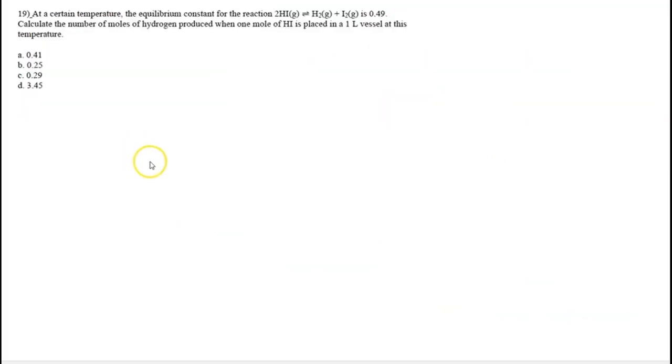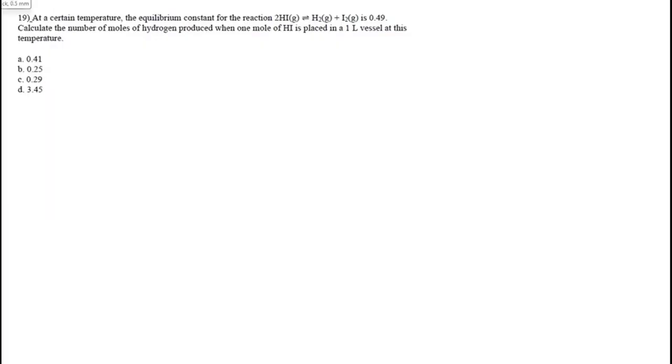Okay. So for number 19, we're back to what we had before. At a certain temperature, the equilibrium constant for the reaction 2HI in equilibrium to form H2 and I2 is 0.49. So just off of that, we can go ahead and get our K value, we can get our mass action, and we can go forward.